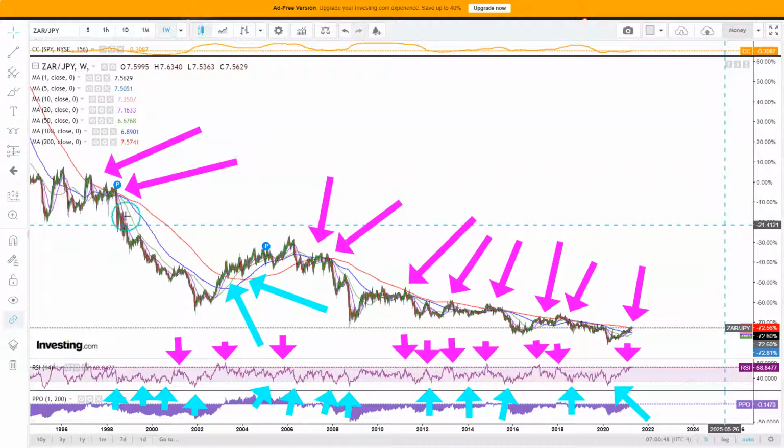Same thing here when we look at the .com bubble. That was very bearish for the rand, which means that we did see a relative strengthening of the Japanese yen vis-a-vis the rand during the .com bubble. When we look here at the most recent development, we are again testing that red 200-week moving average, which has been a failure level for a significant amount of time. Hence, the odds do favor that the bears will win out because they have a pretty good track record.